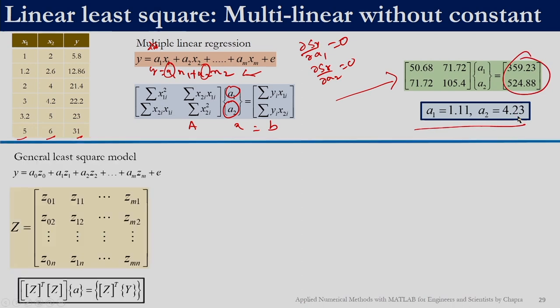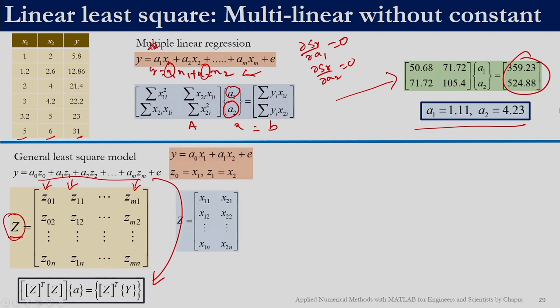So now let us do the same problem using the general linear least square model. Again, as we discussed in the previous slide, this is our model, and this is the analytical solution of that model. In this analytical solution, the Z matrix is the Z naught variable, the Z1 variable, all the way up to Zm variable, stacked one after the other, and all the endpoints. So that is our Z matrix. In this case, our model is a0 x1 plus a1 x2. You can even say it is a1 x1 plus a2 x2. It's just the notations that are different.